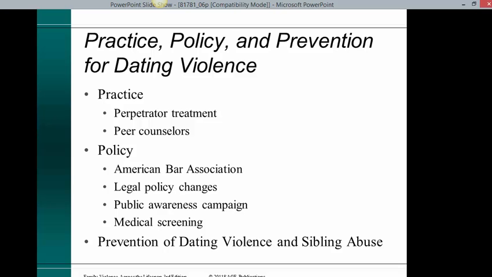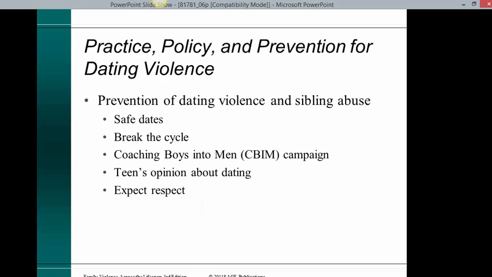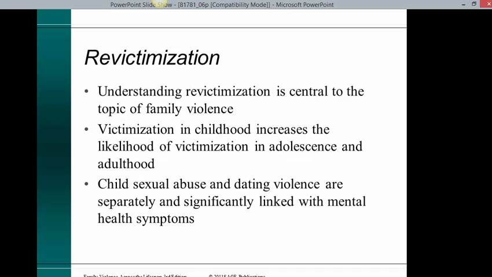We also have prevention of dating violence and sibling abuse. Prevention of dating violence and sibling abuse includes Safe Dates, Break the Cycle, Coaching Boys into Men campaign, teen opinion about dating, and Expect Respect.